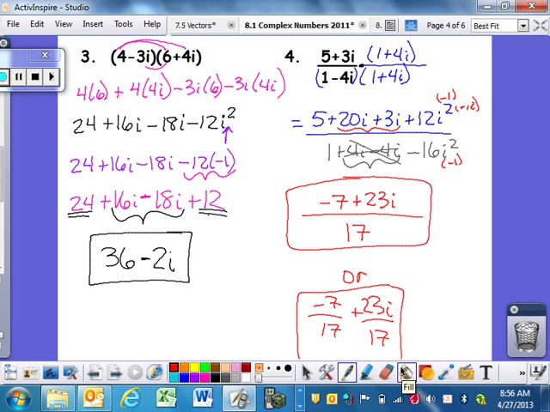They mean the same thing. It's just whether or not you want to split them up or not. So that's your definition of dividing. Just remember you have to do your complex conjugate and then do your multiplication accurately.